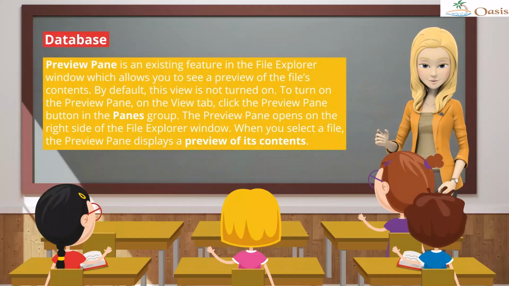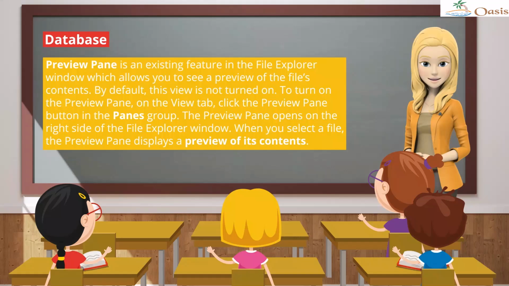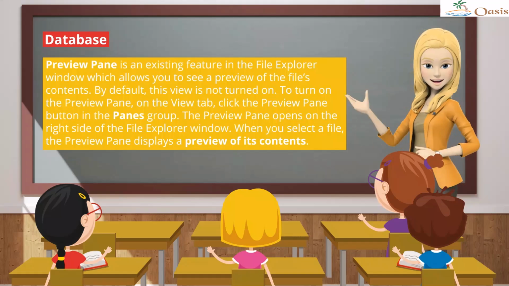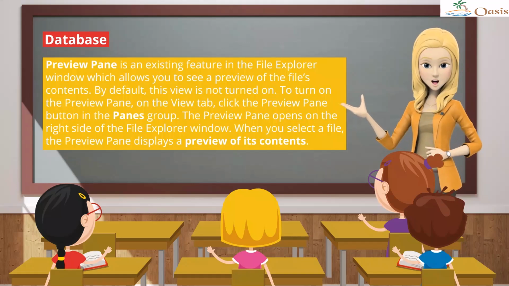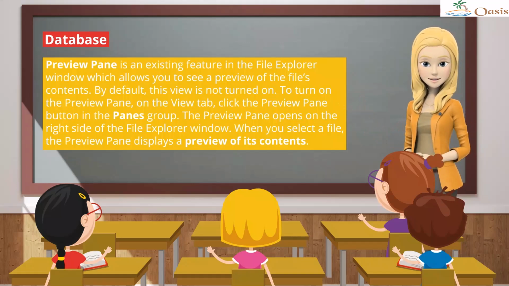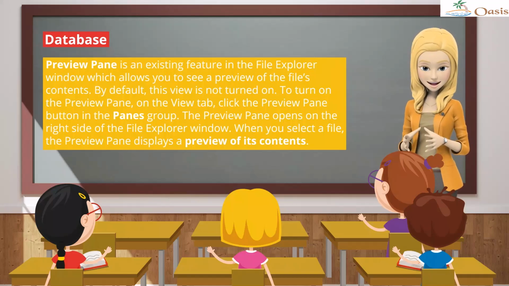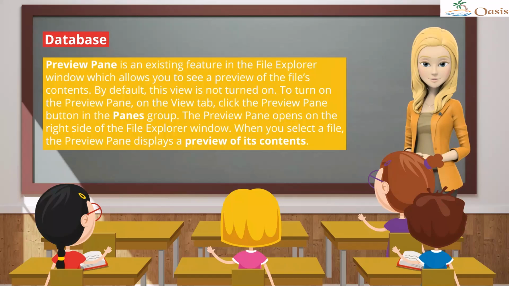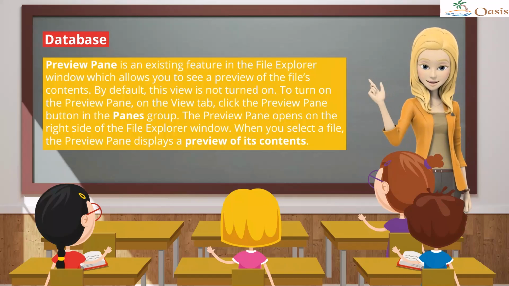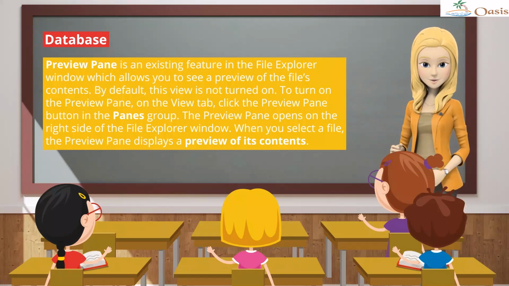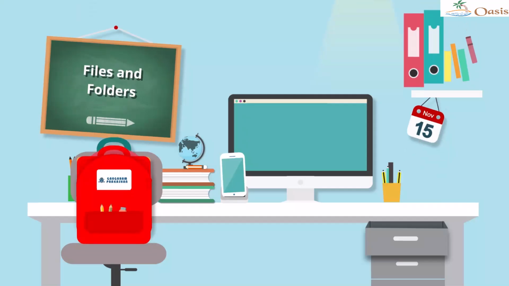Database. Preview pane is an existing feature in the Windows File Explorer which allows you to see a preview of the file's contents. By default, this view is not turned on. To turn on the preview pane, on the View tab, click the Preview pane button in the Panes group. The preview pane opens on the right side of the File Explorer window. When you select a file, the preview pane displays a preview of its contents.